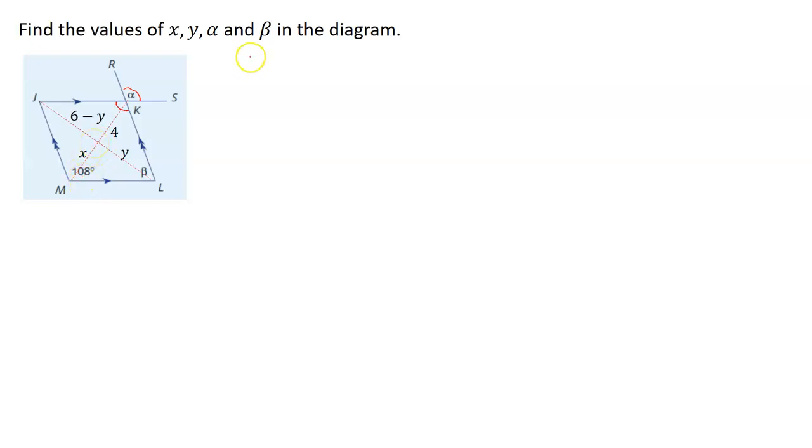So I can say that angle JKL equals 108 degrees. My reason, which I write in brackets, we write the whole thing out, and then because I know that this is 108 and they're vertically opposite, I know that alpha equals 108 degrees.